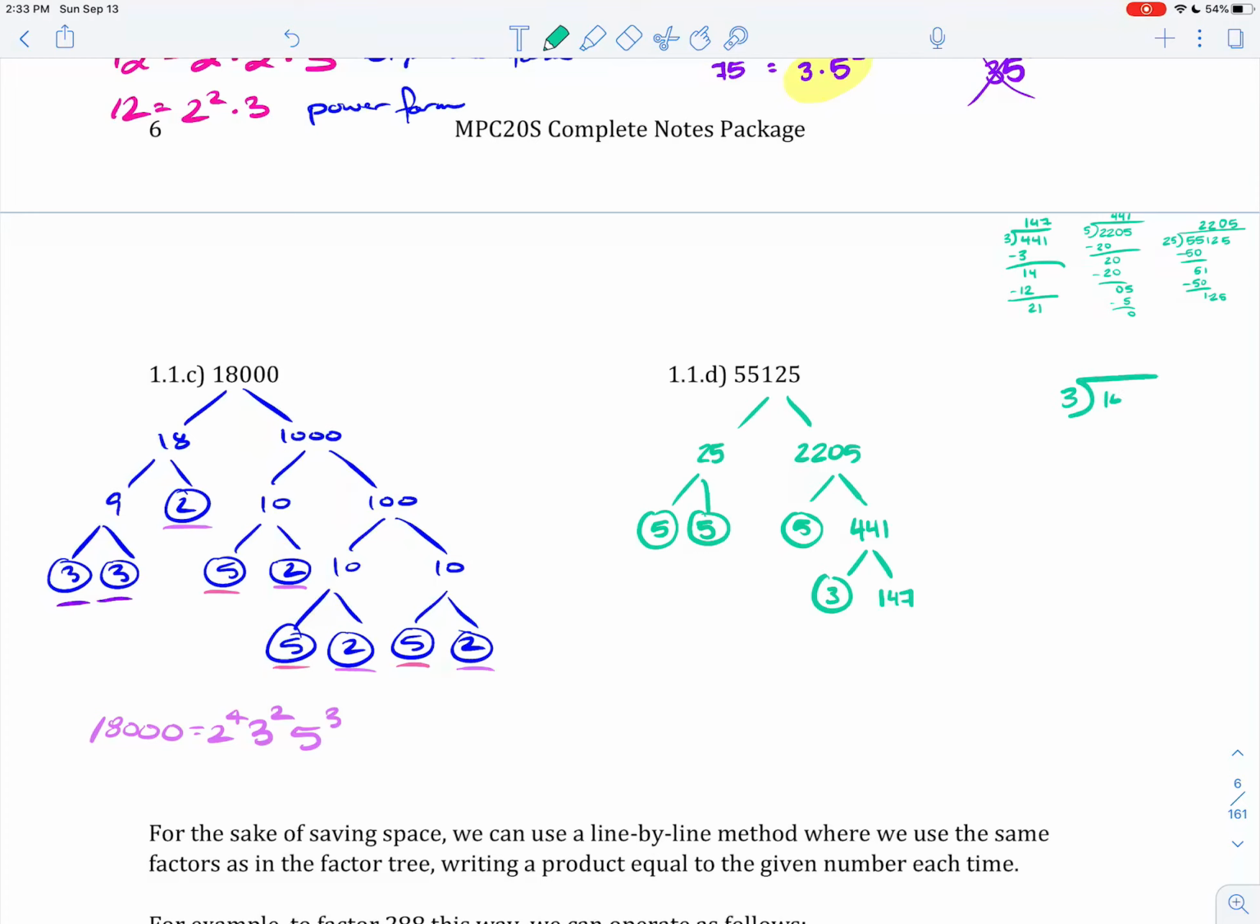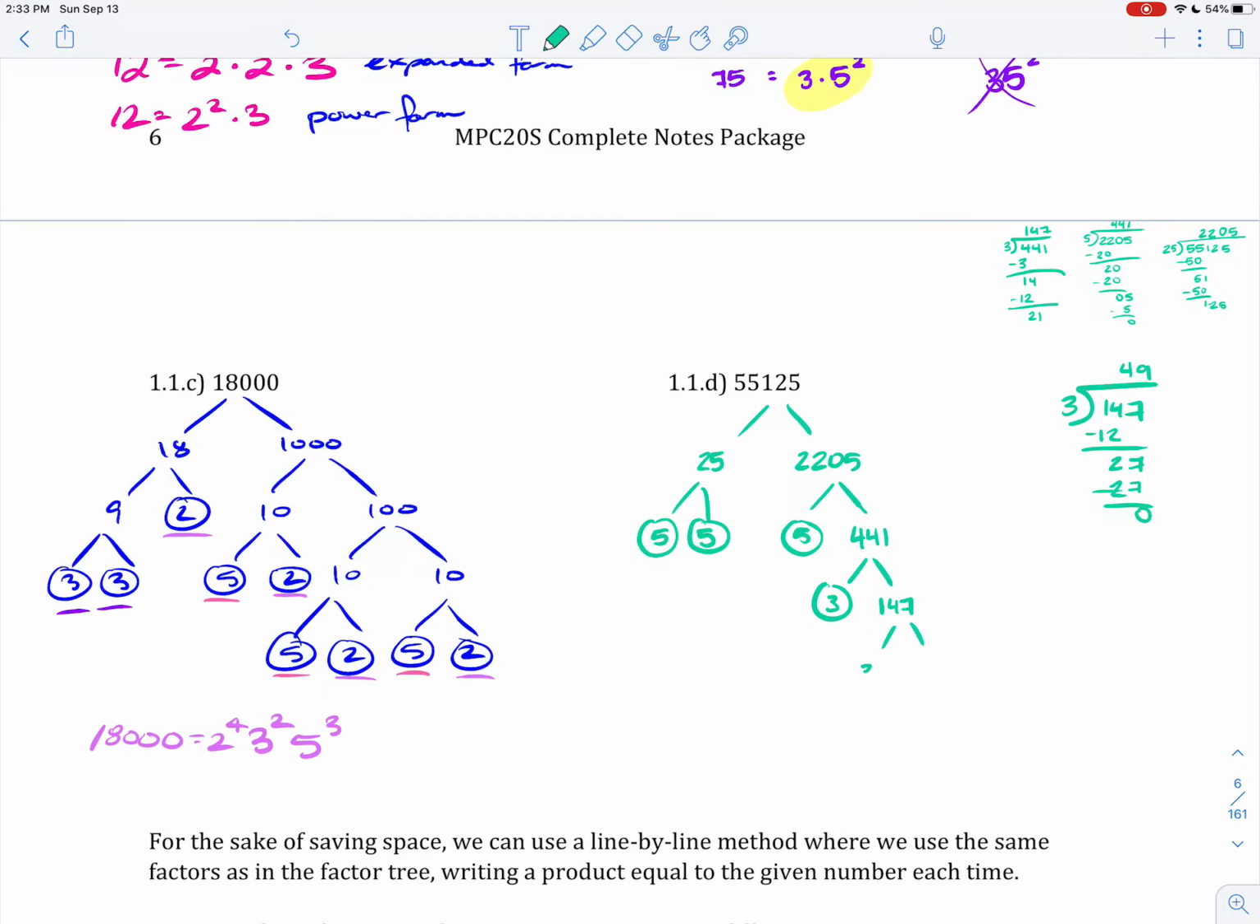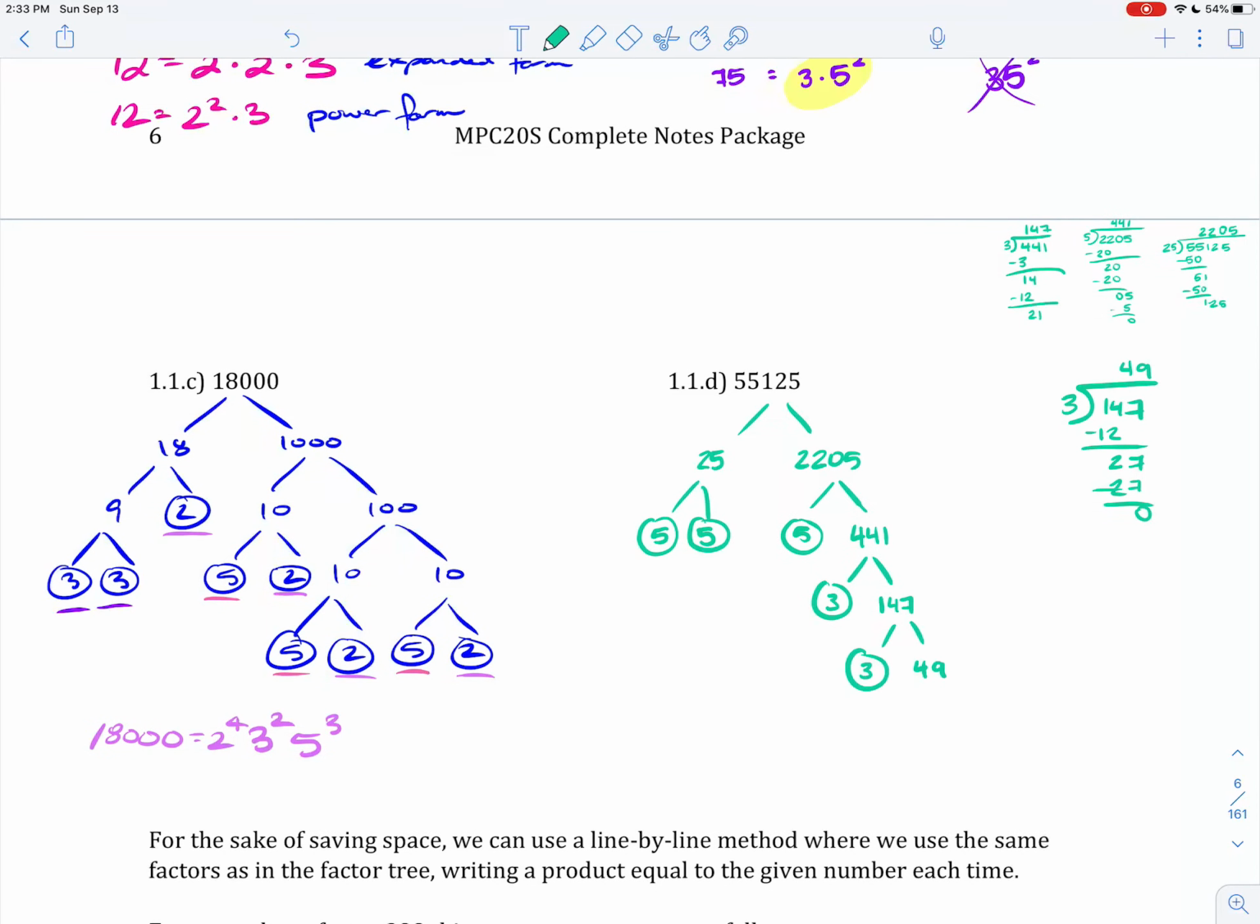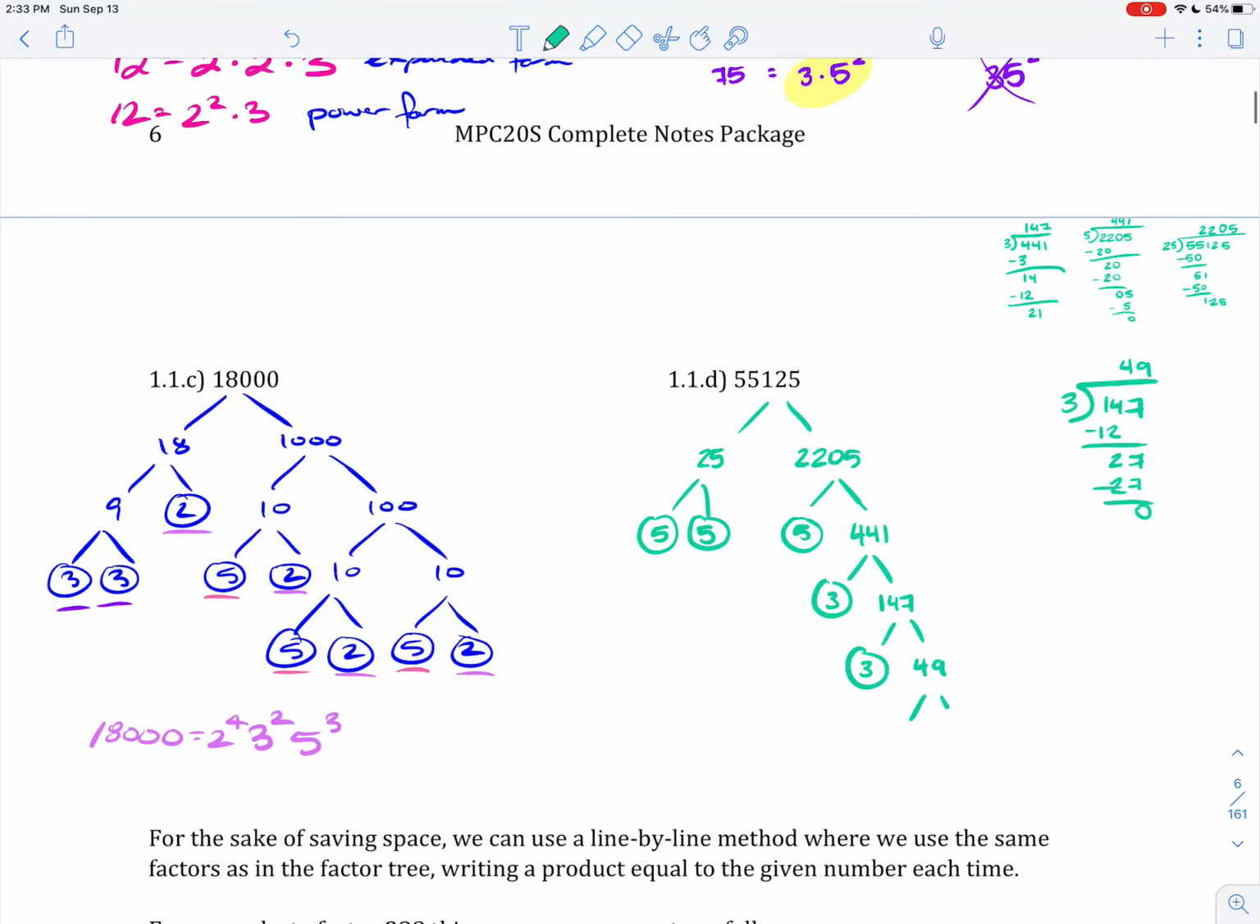All right, so 3 into 147. 3 goes into 14 4 times. 3 goes into 27 9 times. So I got 3 and 49. All right, and 49, the first thing I think of is 7 times 7. And both of those are prime.